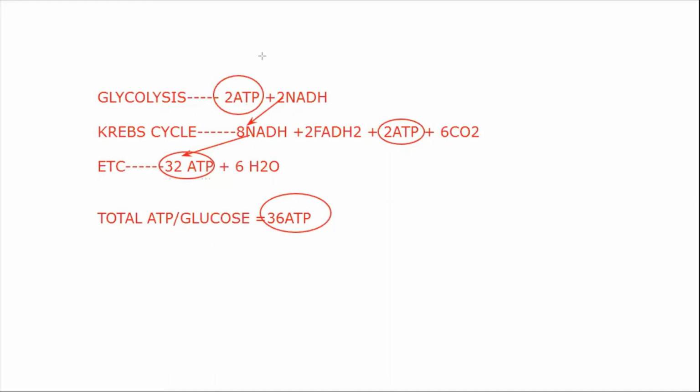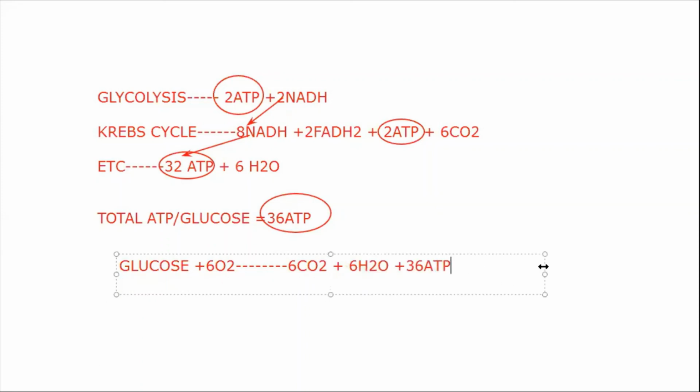If you write the equation of cellular respiration, we said glucose, 6 carbon, plus 6 oxygen, gives 6 carbon dioxide plus 6 water plus 36 ATP molecules. And here is what we got from each stage.